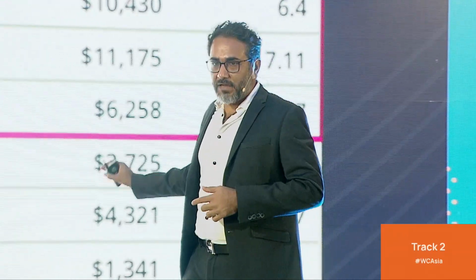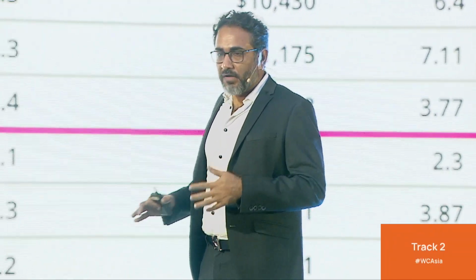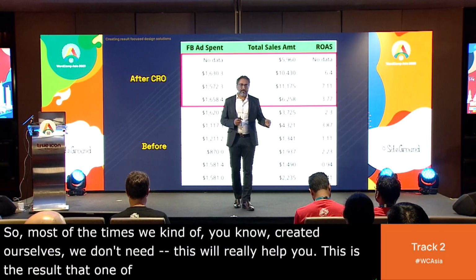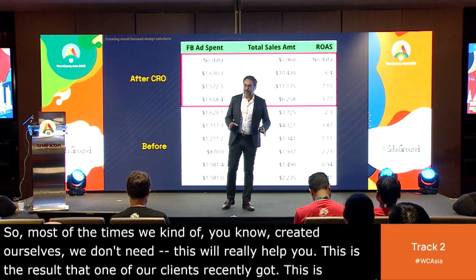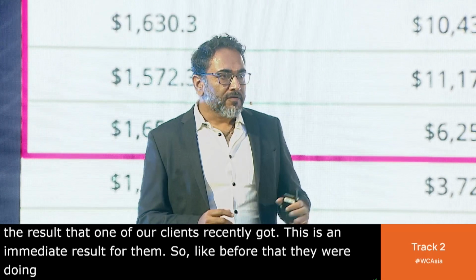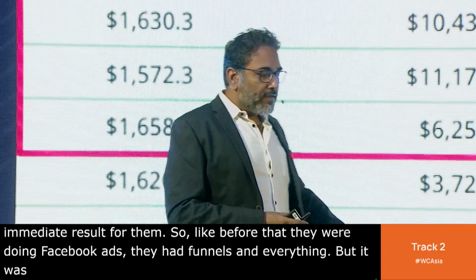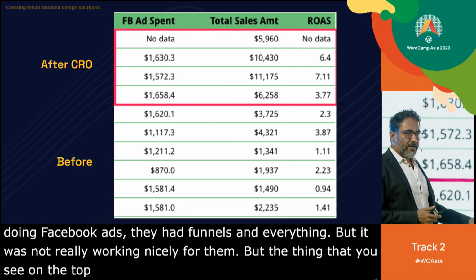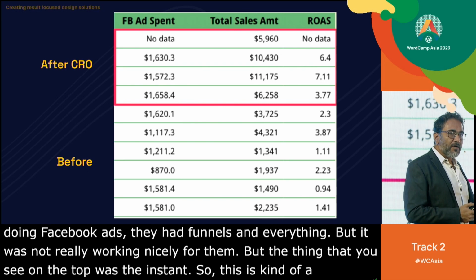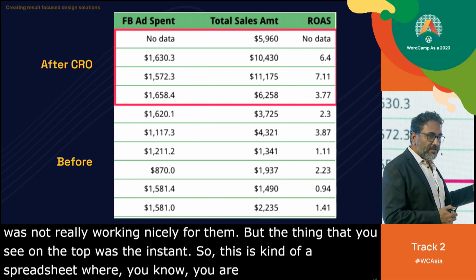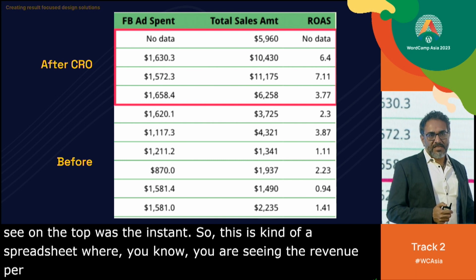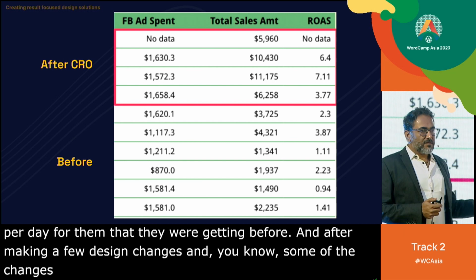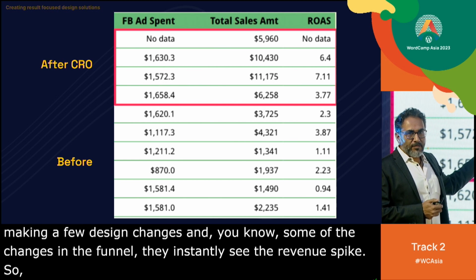This is a result that one of our clients recently got, and it was an immediate result for them. Before that, they were doing Facebook ads, they had funnels and everything, but it was not really working nicely for them. But the thing you see on the top was instant. This is a spreadsheet showing the revenue per day that they were getting before, and after making a few design changes and some changes in the funnel, they instantly saw the revenue spike. That's an impressive jump, right?